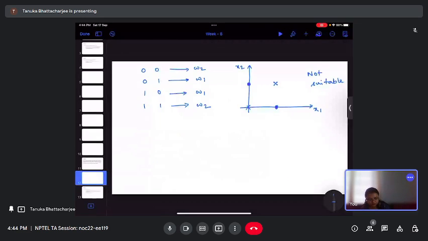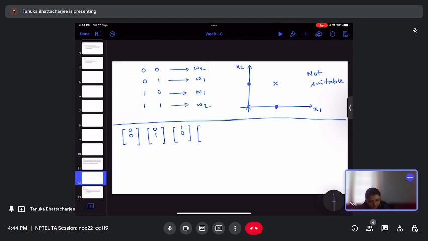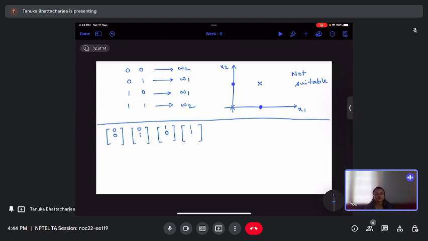So, let us say the feature vectors that you have are 0 0, 0 1, 1 0 and 1 1. Now, you will consider augmented feature vectors, because that is how we have formulated the perceptron criterion. So, we will take augmented feature vectors, that means we will have to append 1 to each feature vector. So, we will do that.